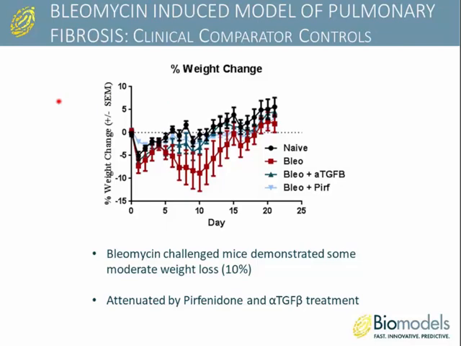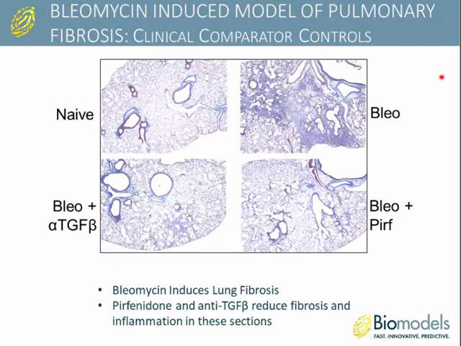So as you can see, first look at the naive group. In this study, they were given saline initially, and as you can see, a little drop in weight, but then generally they recover. When they're given bleomycin, you see a much larger drop in weight. It stays a bit lower throughout the course of the study. When given either anti-TGF-beta or pirfenidone, you see a bit of attenuation of that weight loss. So you can see as the course of the study is going that you are having some positive effect on disease.